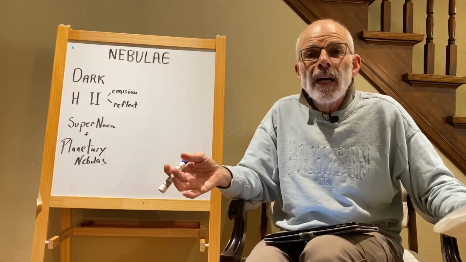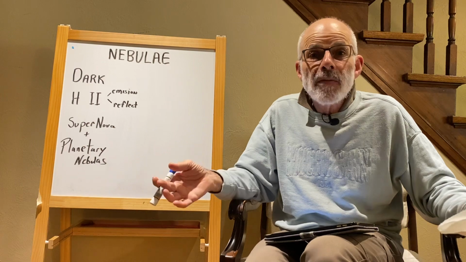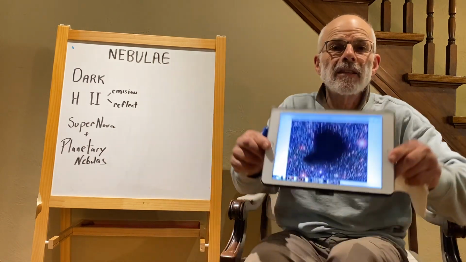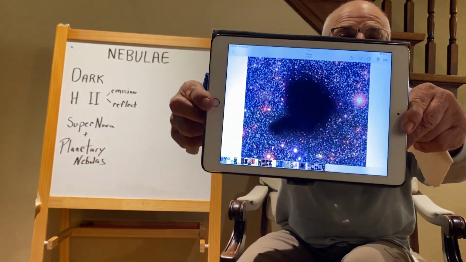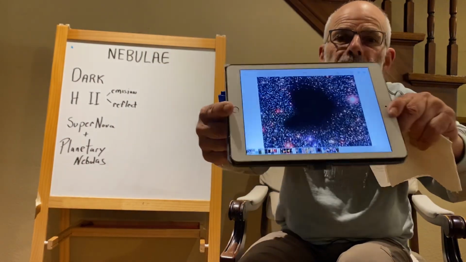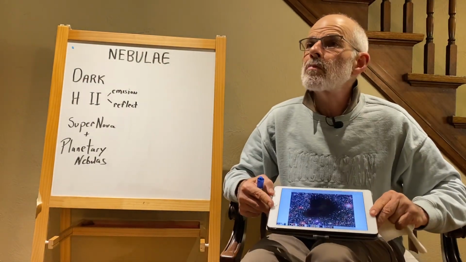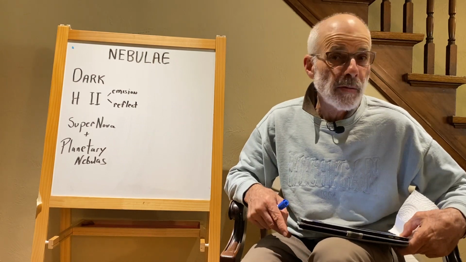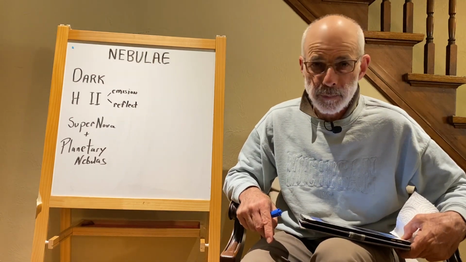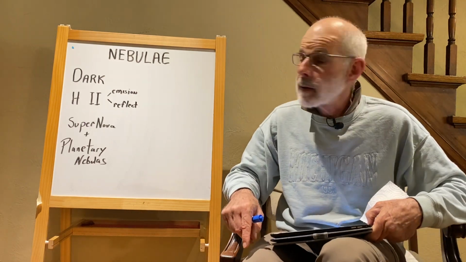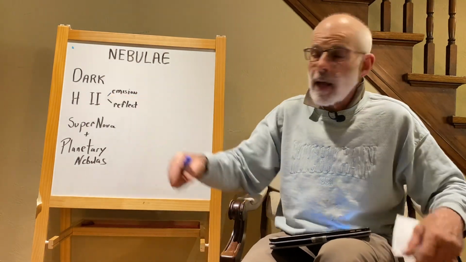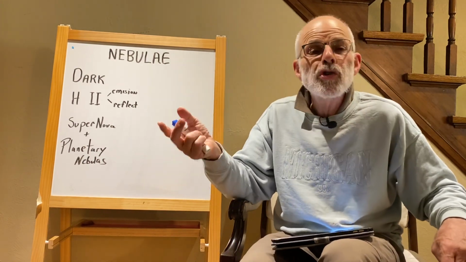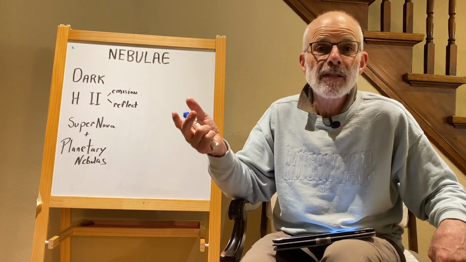Because there's a lot of dust and stuff in there, they're dark. They don't emit light, and they actually block the light from stars behind them. So they appear as big black blobs. These are massive molecular clouds just waiting to start to form stars. But no stars in there yet, so they're not emitting light.